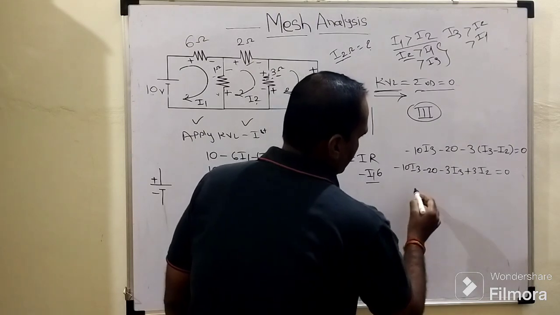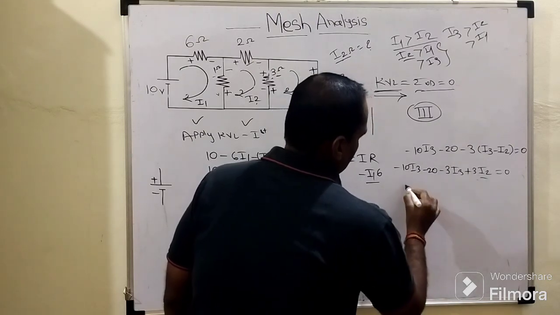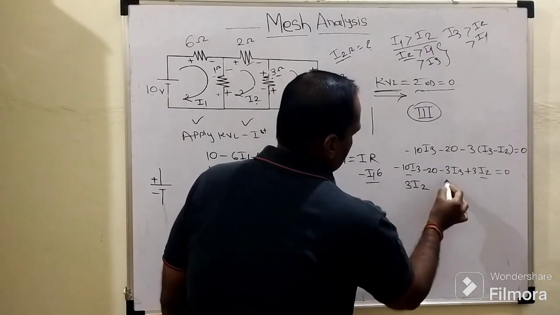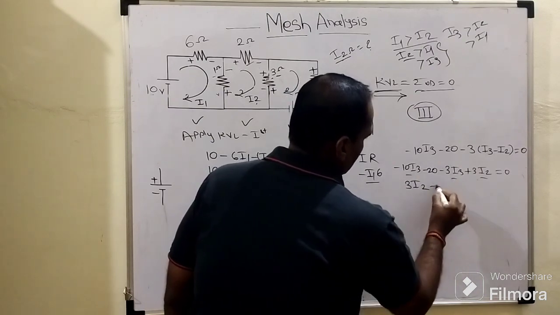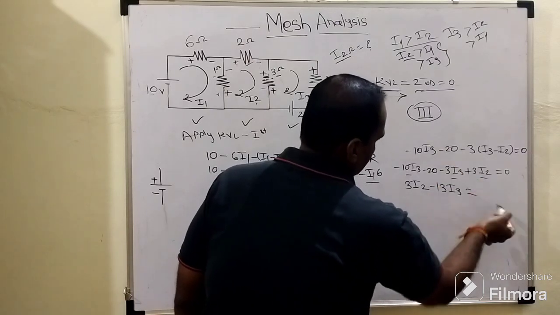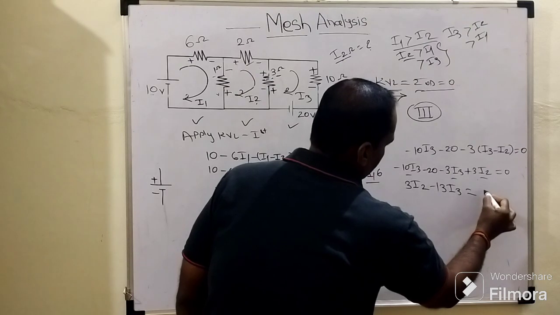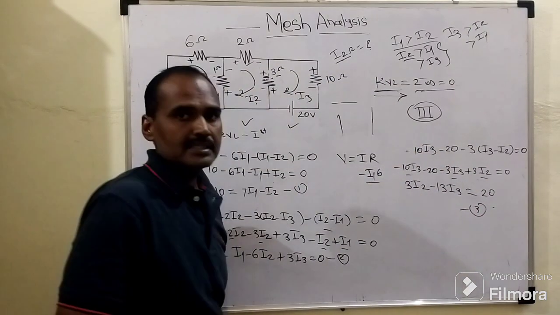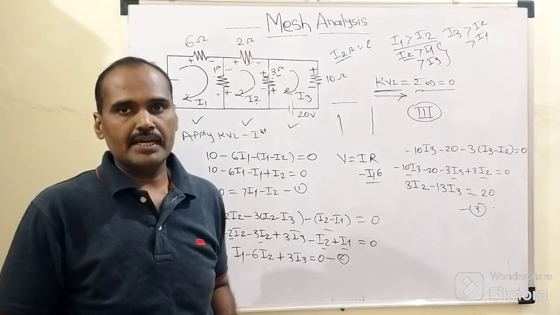How many I2s are we having? Only one term, so it will become 3 I2. How many I3s? Two I3s, so it will become minus 13 times I3, and this minus 20 is shifted to the right-hand side of this assignment operator. As a result of shifting, it will become plus 20. So these are the three equations we are having with us, right?